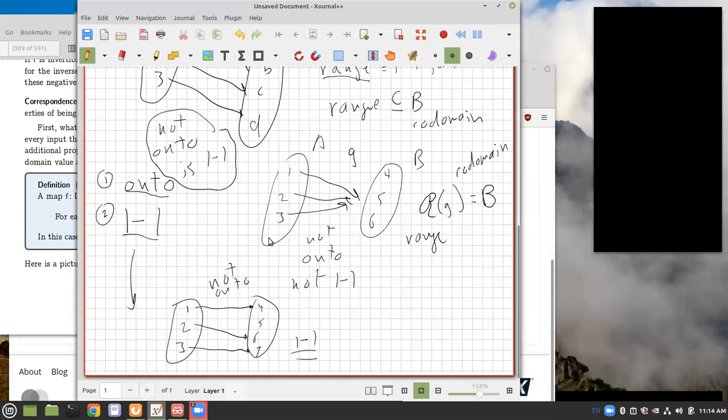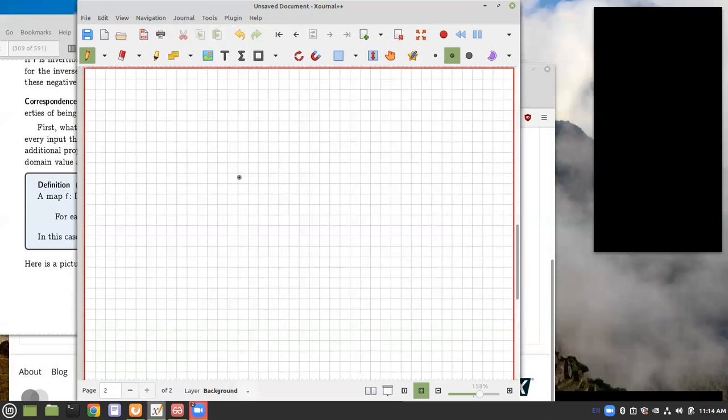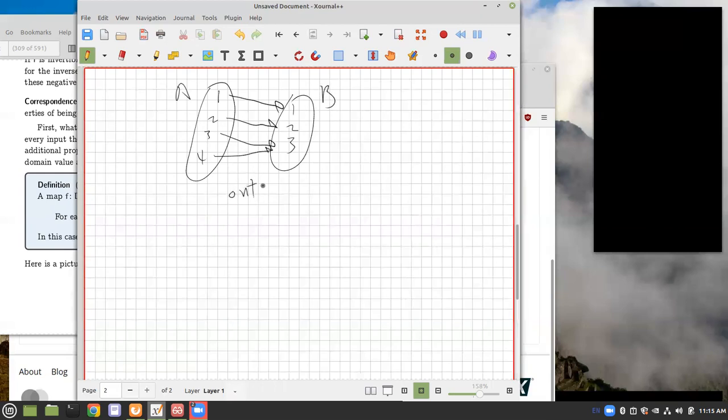Oh, yes, maybe I should give you one more example of a map that is onto, but not one-to-one. So this map is onto because everyone in the codomain has a partner in the domain, but it's not one-to-one because element three here is the partner of two codomain elements. So there are four possibilities: both one-to-one and onto, neither onto nor one-to-one, or one property and not the other.